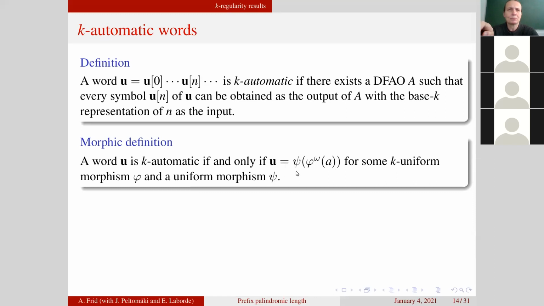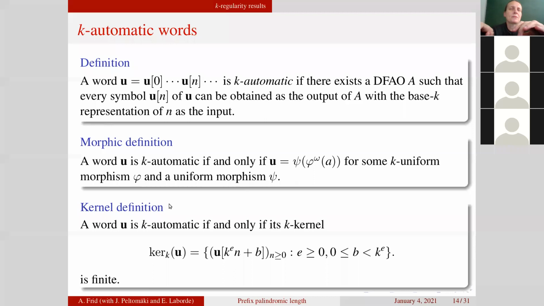And a third equivalent definition is that the set of arithmetic progressions with difference which is a power of k, and starting from the first k to the power e symbols, starting from the very beginning or before the second term of the first progression, something like this, this kernel must be finite. So for example, for the Thue-Morse word, the kernel contains only two elements, the Thue-Morse word and the inverse of it when we exchange A and B.